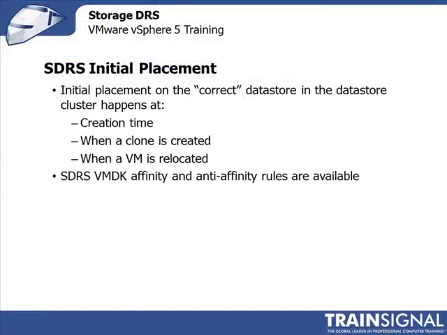One of the ways that Storage DRS helps you is on initial placement of virtual machines. So initial placement means at creation time when the virtual machine is created, when a clone of the virtual machine is created, or when a virtual machine is relocated to a new data store or a different data store cluster. So this initial placement happens to ensure that the virtual machine is placed on the correct data store, the correct data store being the one with the most space available and also the least latency. Now, SDRS virtual machine disk affinity and anti-affinity rules are also available to ensure that, let's say, one particular virtual machine's disks aren't all on the same data store or data store cluster. There's different things you can do, and I'll be covering those here in just a second.